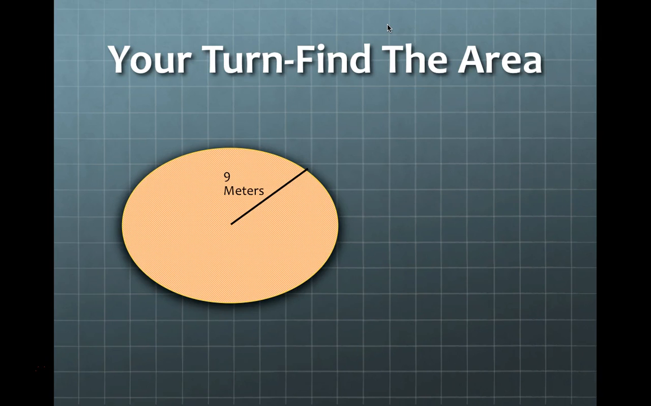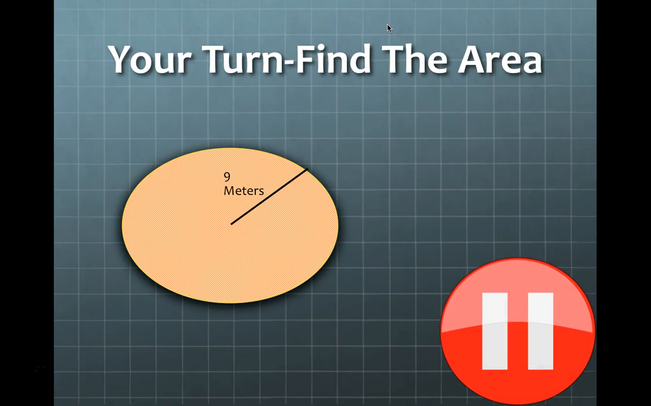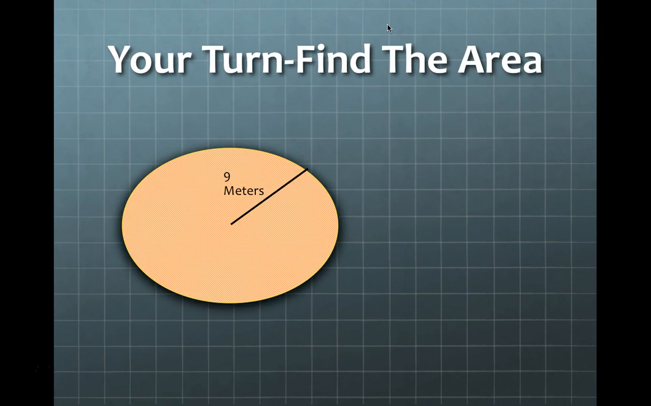All right, now it's your turn. I would like you to find the area of this circle. We can pause the tape at this time, and we'll see how you did. All right. So once again, pi times radius squared is the formula. So we're first going to square that radius, and the radius is 9 meters, 9 squared, or 9 times 9 is 81.